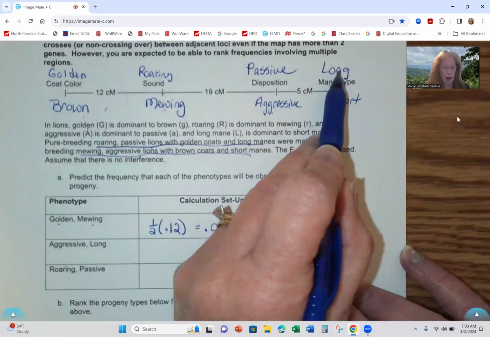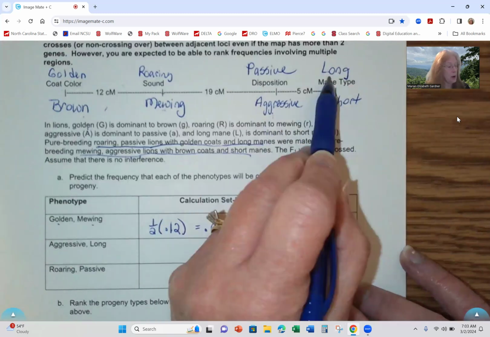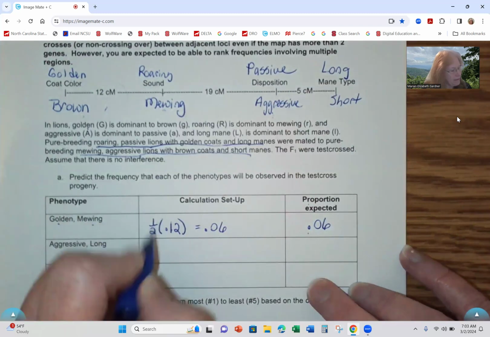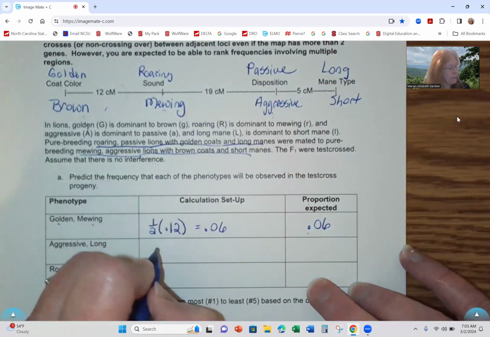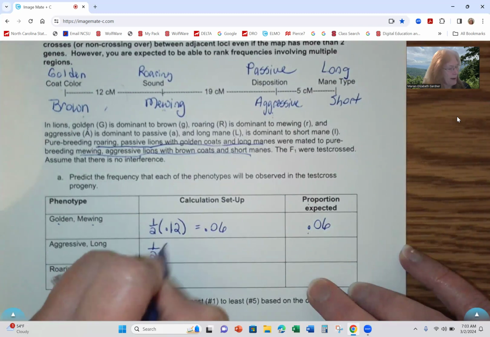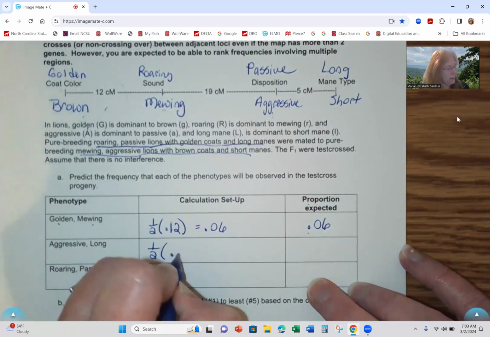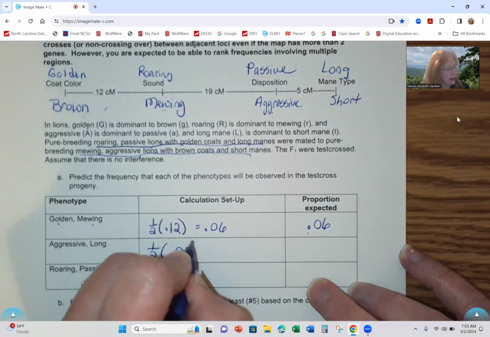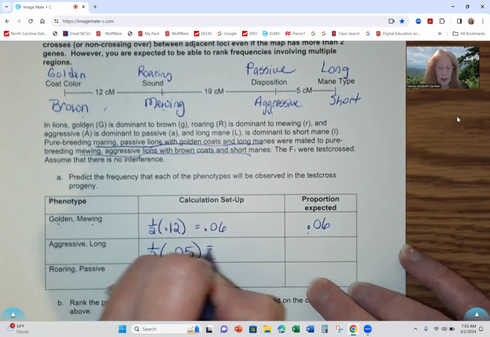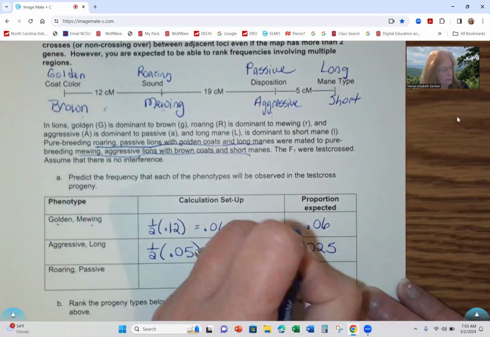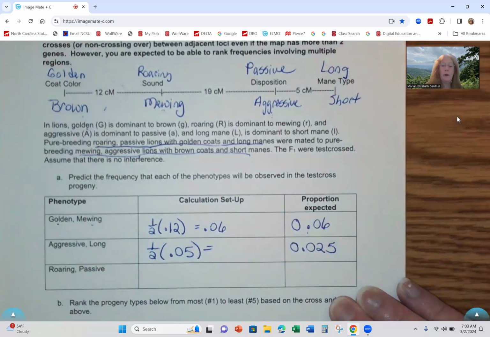Aggressive, long. Here we need a cross in this last region. So half of those will be aggressive long, half passive short, 1/2. The map distance is 5 centimorgans, so our probability of a cross is 0.05. And when I multiply that out, I get 0.025.